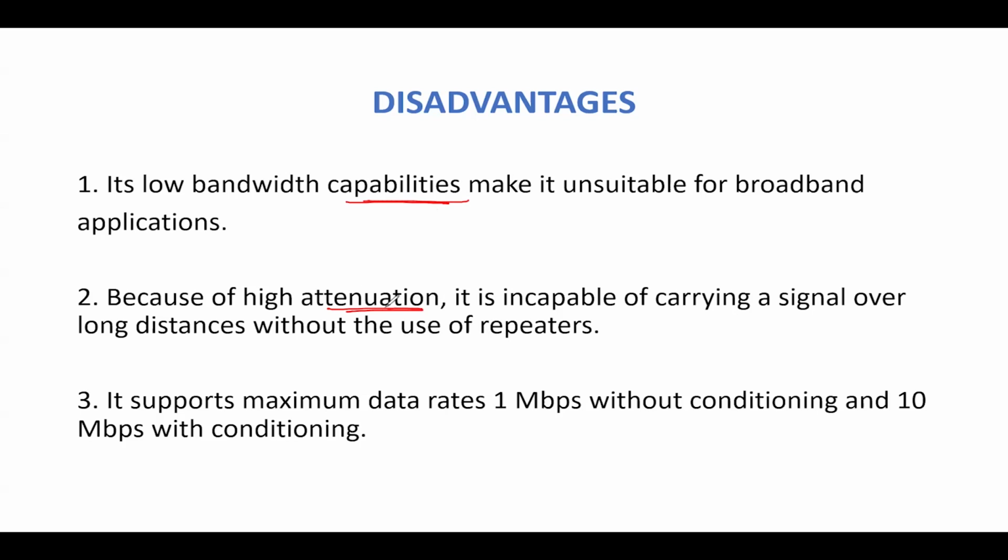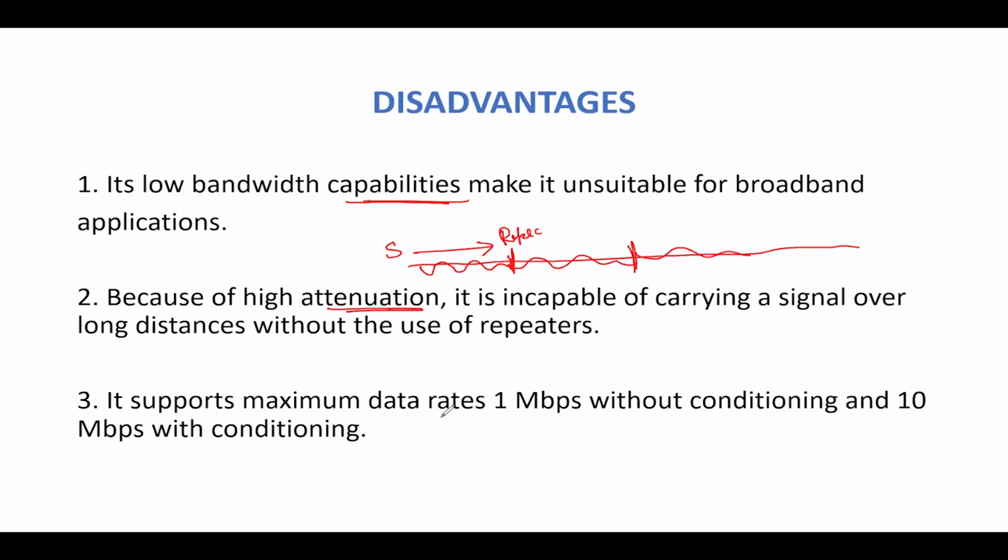Now, attenuation: suppose this is a source, and I'm sending a signal over, for example, a 1 kilometer wire. After reaching a certain length, the signal strength weakens. So I need to use repeaters, which will strengthen the signal and send it further. That is nothing but attenuation. So it has such high attenuation that it cannot be transferred over very long distances, and you need to use repeaters in that case.